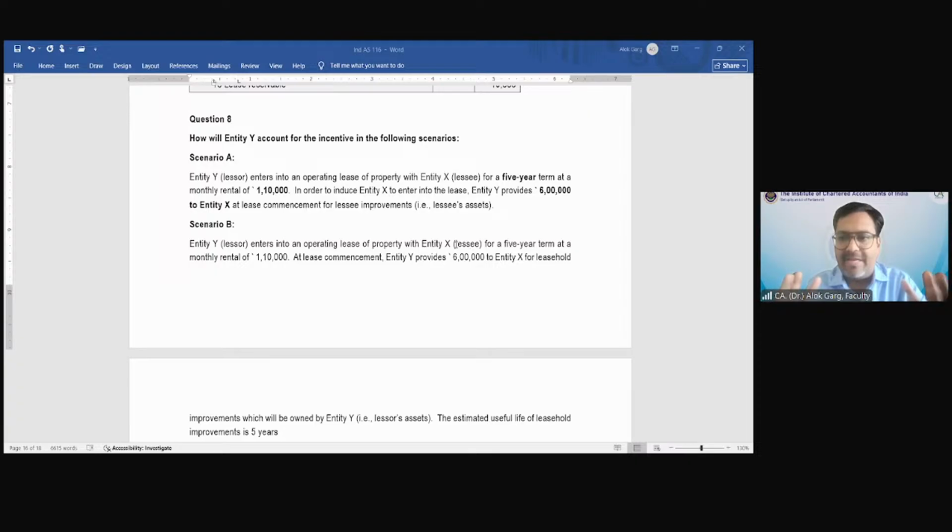So the money the lessor is paying, what will the lessor do? The lessor will record it as an asset: property, plant and equipment debit to bank. Okay, and after that, what will the lessor do? It is a 5-year lease period, so the lessor will charge the depreciation over the life of the lease, which is depreciation to accumulated depreciation. And whatever income the lessor receives, since it is an operating lease, the lessor will debit bank and credit lease rental income. Okay, so this is the accounting the lessor will do in scenario A.